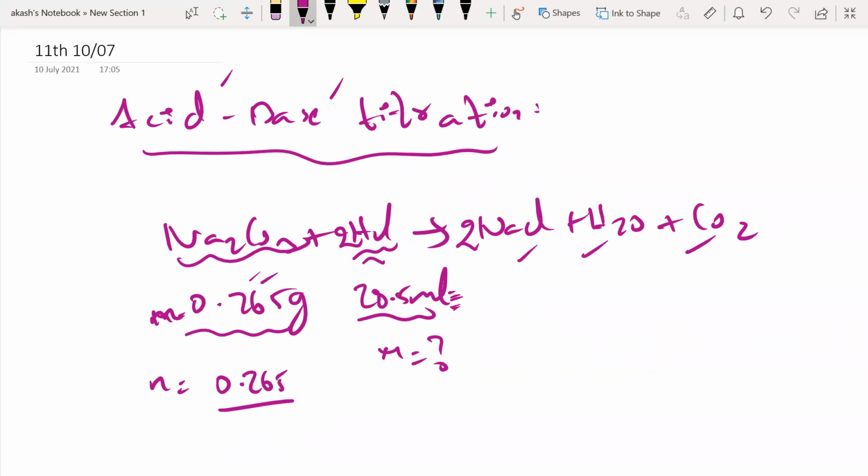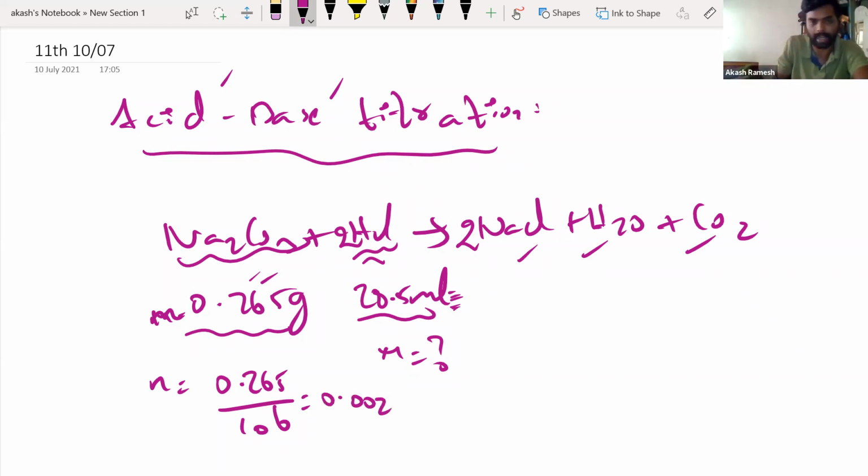106, sir. 106. Okay, fine. 106. This divided by this? 0.0025. Okay, so that is the number of moles of Na2CO3 I have.